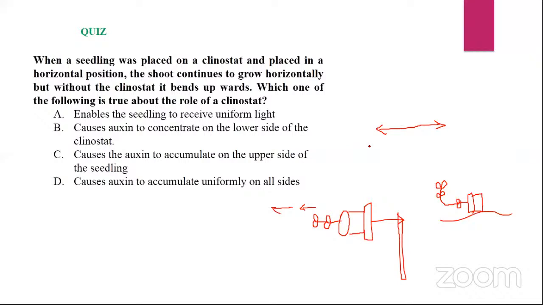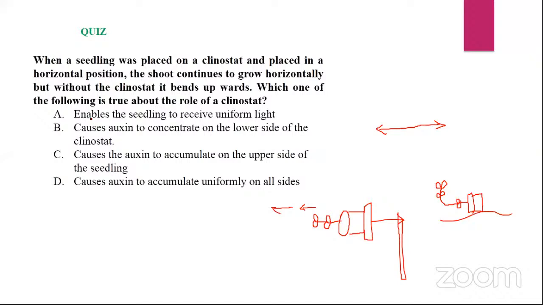Yes, Emmanuel. The one that is on the ground, that's the clinostat, because the axes are all balanced. So which one would you choose among these options, A, B, C, D? A, the one that is feeding the uniform light. Okay, thank you. Do you guys all agree?